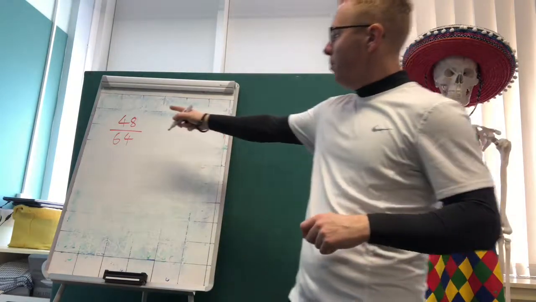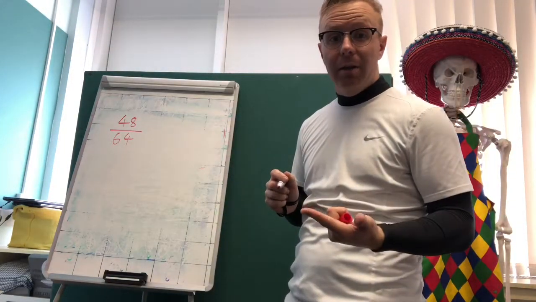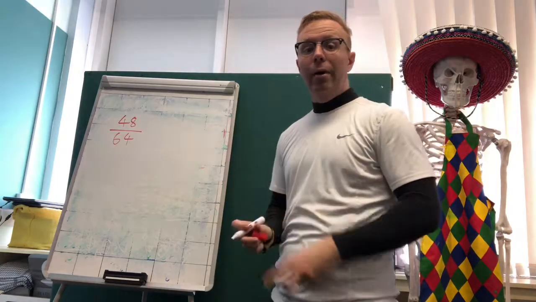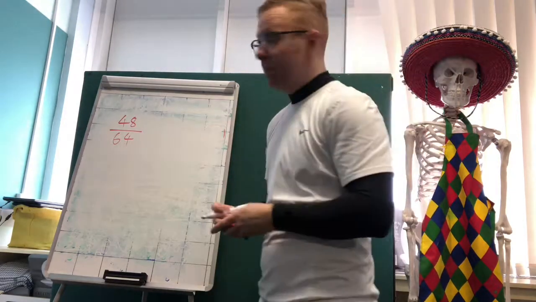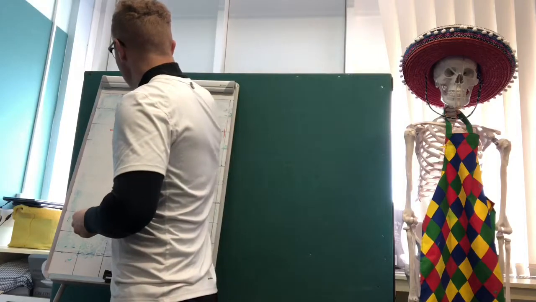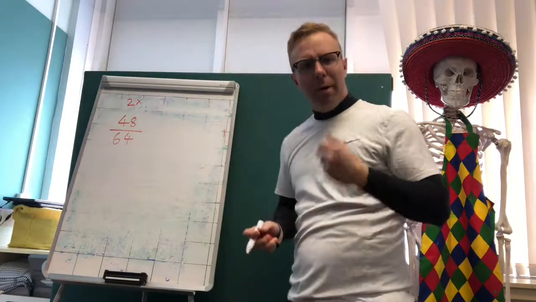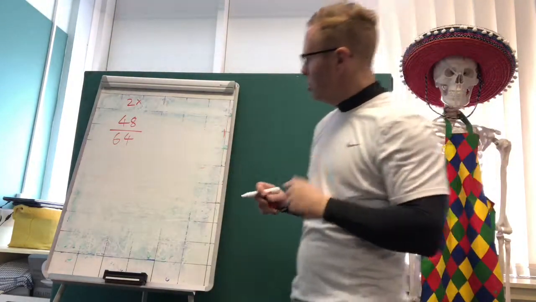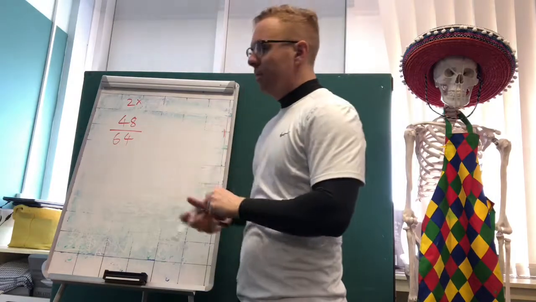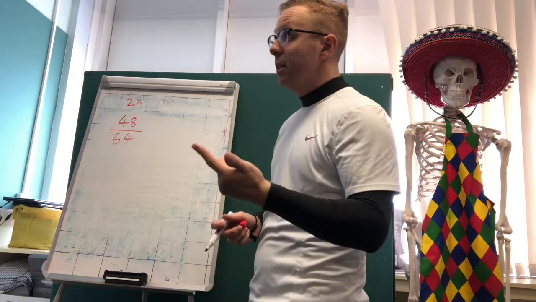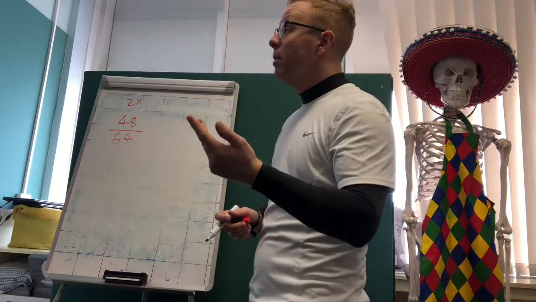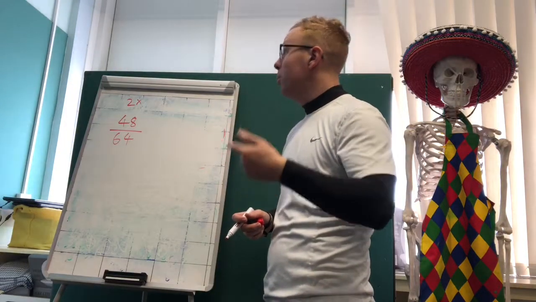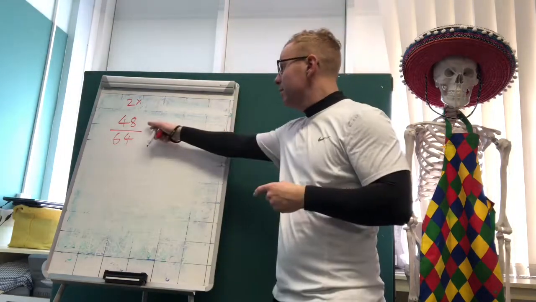So I look at that, it's an even number, 48 and 64, they're both even numbers, so I know for definite it's in the 2 times table. I'm going to write that at the top of my board. 2 times table. Now I'm going to go on to my 3 times table. Let's do a little check. 48, well 30, 33, 36, 39, keep on going, 42, 45, 48. So 48 is in the 3 times table.